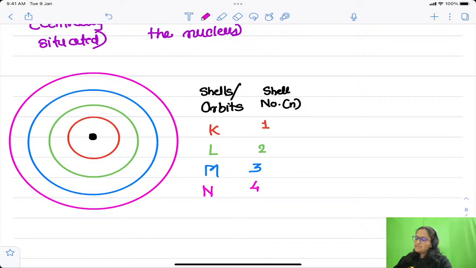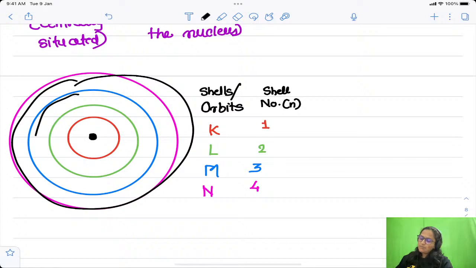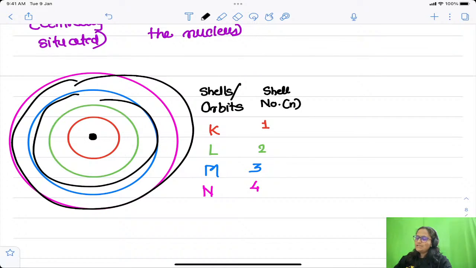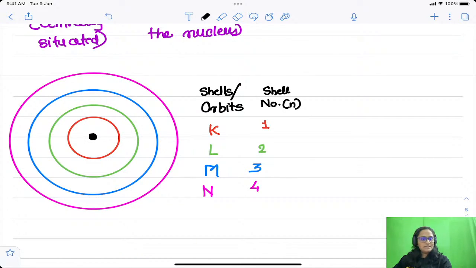Okay, now can you see guys, every shell has a different size. This one is the smallest, this one is the biggest, and these are moderate. As the size of the shell is different, obviously the number of electrons that can stay in it will also be different. Just like a simple analogy, a house. If it is a bigger house, more people can stay there. If it is a smaller house, fewer people can stay there, right? That depends simply on the size.